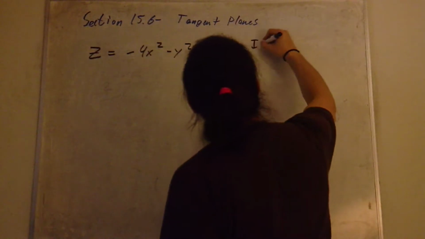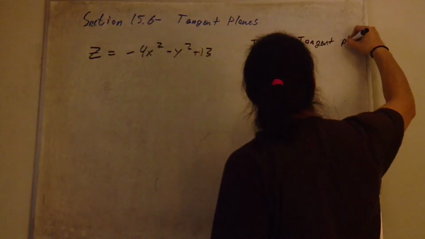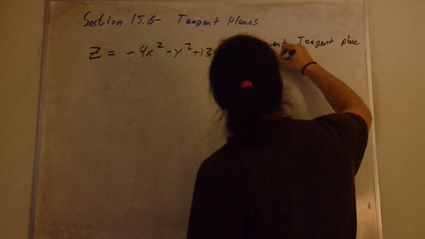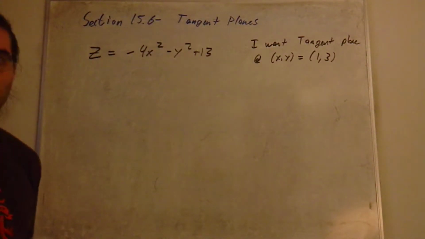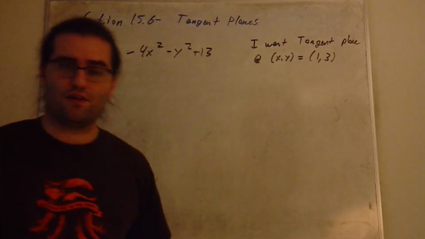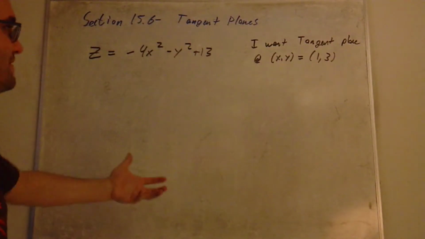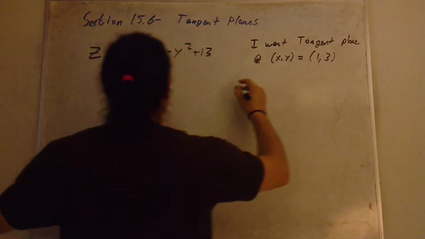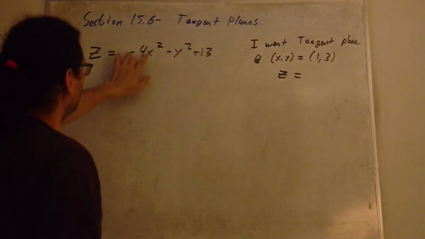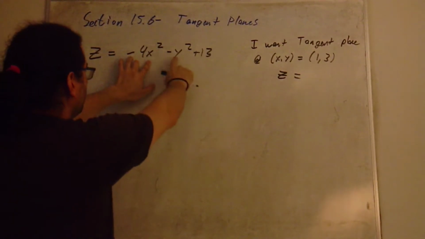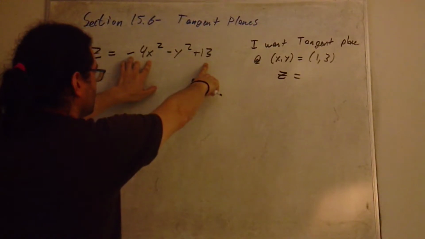I want the tangent plane at x, y equals 1, 3. So, just like in the last problem, the first thing I'm going to do is plug 1, 3 into the equation so that I have a z value that I can work with here. If I plug in 1, 3, then I'll get z equals negative 4 minus 9 plus 13.